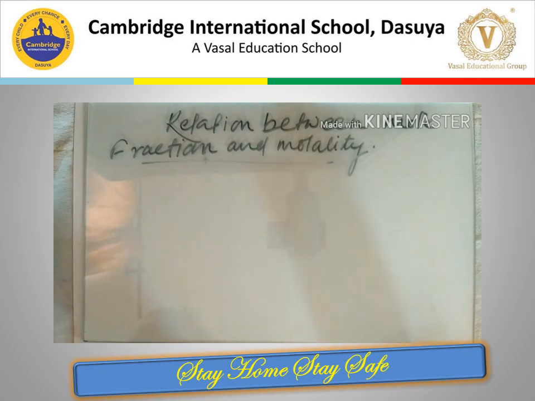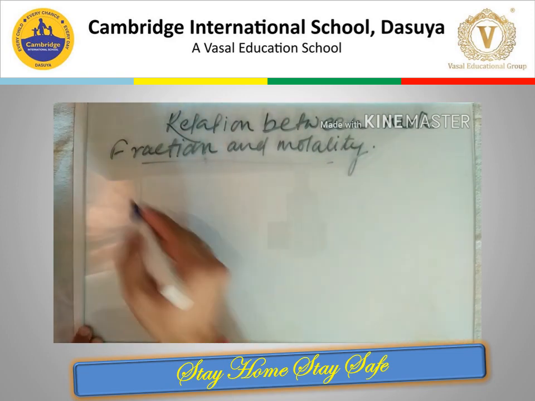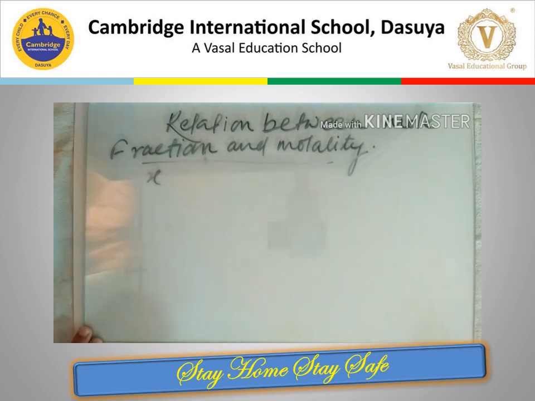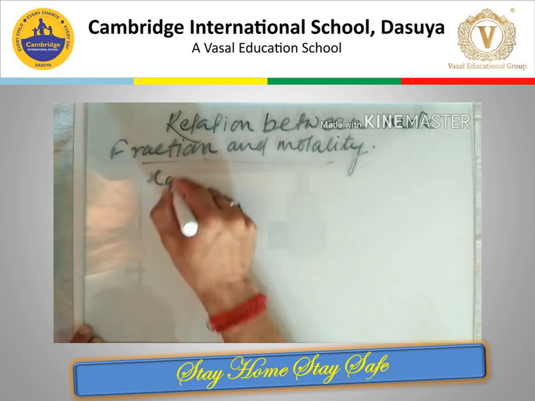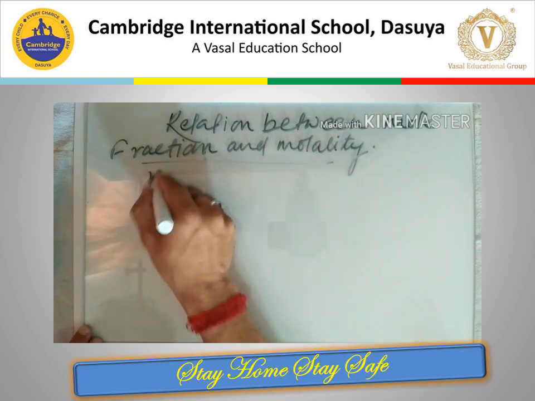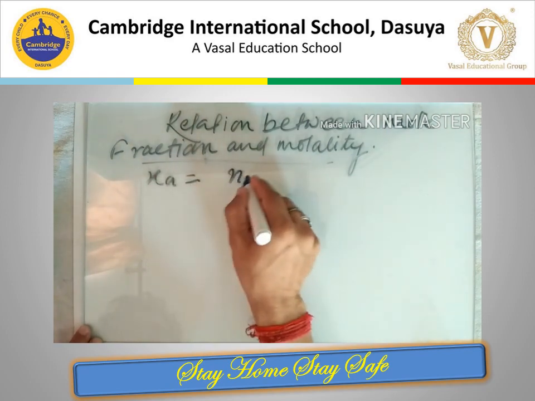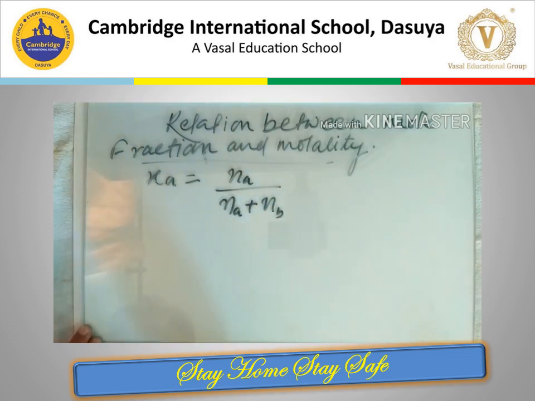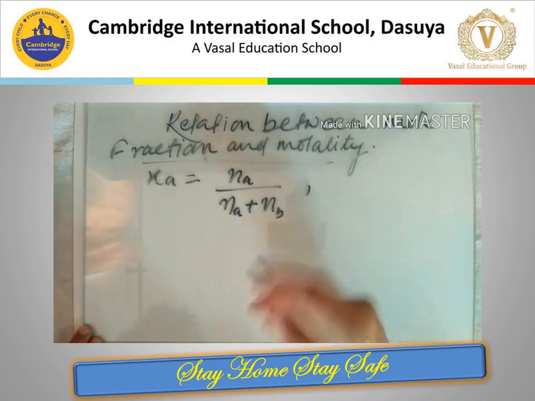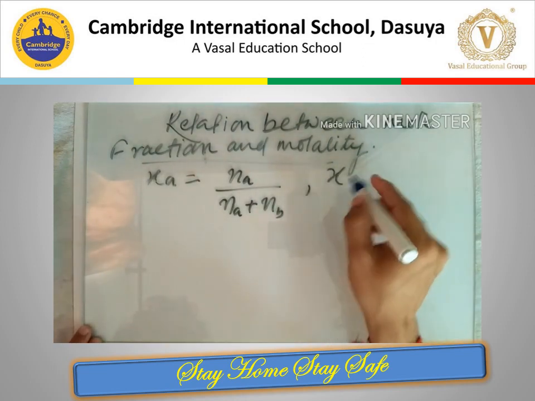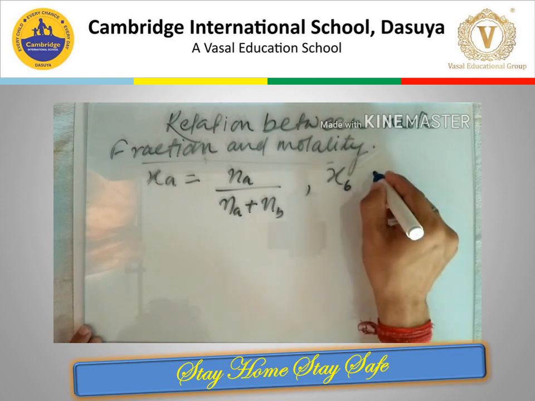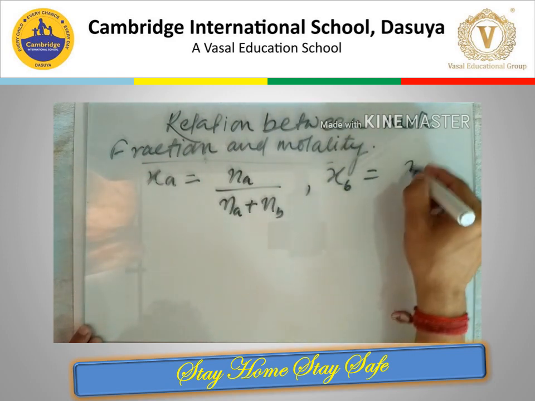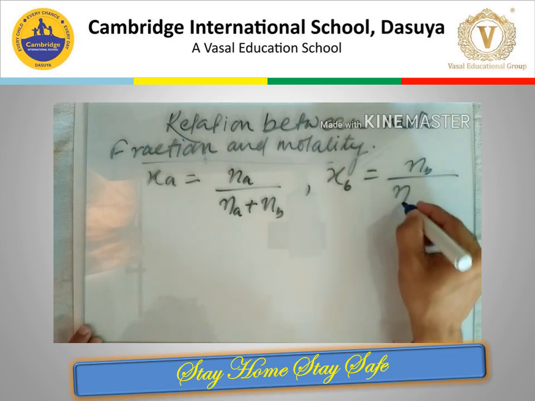Now today we will do the relation between mole fraction and molality. Let us try to understand how we relate mole fraction and molality. Since we know that mole fraction XA or chi A is equal to number of moles of A to the total number of moles. And similarly, if we have two components, then we suppose the other component as chi B, equal to number of moles of B to the total number of moles.